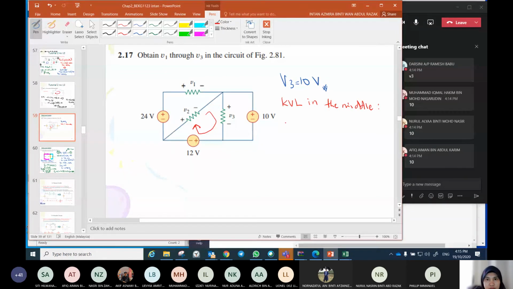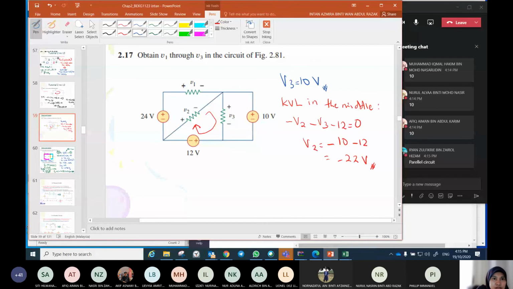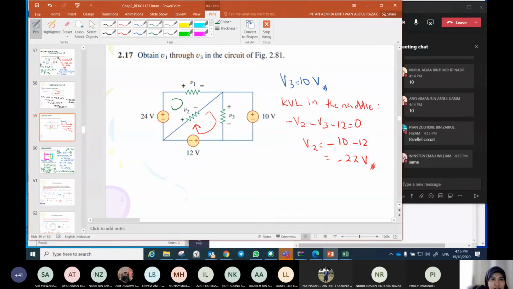Okay, so give me the equation. Let's start with V2. I use the parallel circuit. Minus V2 minus V3 minus 12 equal to 0. V2 is equal to minus 10 minus 12, minus 22 volts. Same as mine? Same. Okay, now let's try.